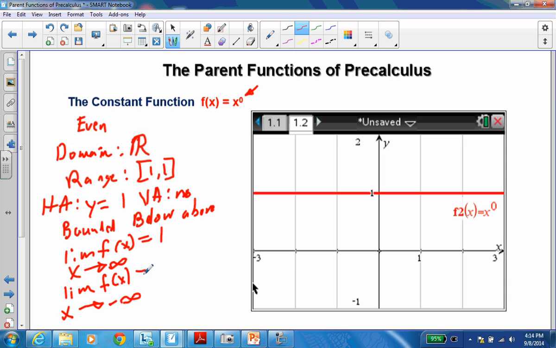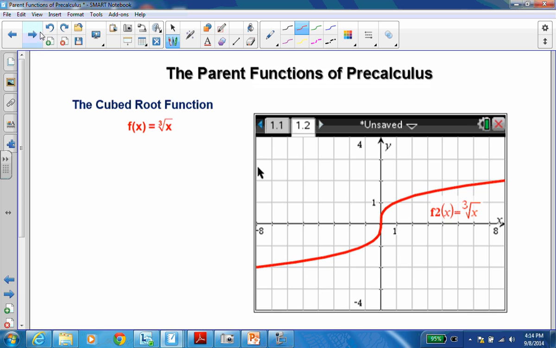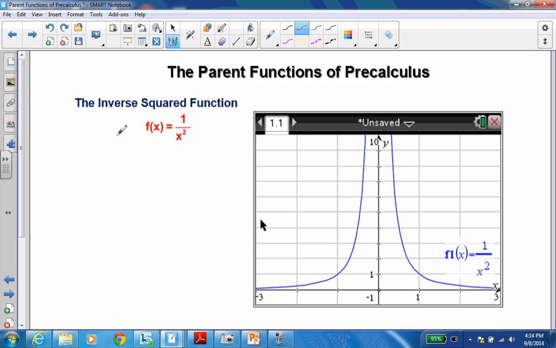And we have a couple others I want to go over quickly, but we're out of time. But we may look at these tomorrow. Keep your papers. We'll look at these tomorrow.